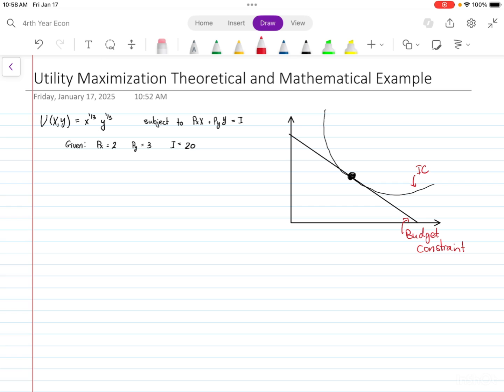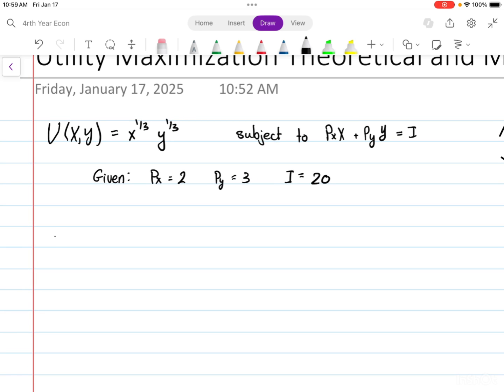So we want to first find out the marginal rate of substitution. This is basically how much of one good you're willing to forego in order to consume the other good. The marginal rate of substitution is equivalent to the marginal utility of x over the marginal utility of y. So we want to find the partial derivative, which is the marginal utility of x, and then find the partial derivative of the marginal utility of y, and then simplify the algebraic equation to get the marginal rate of substitution.